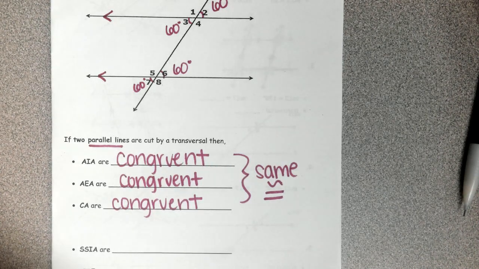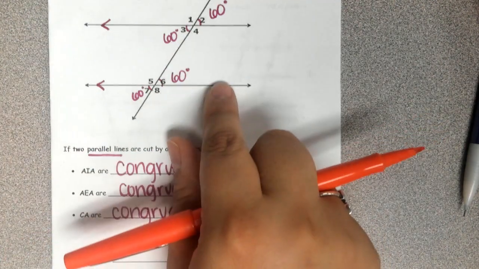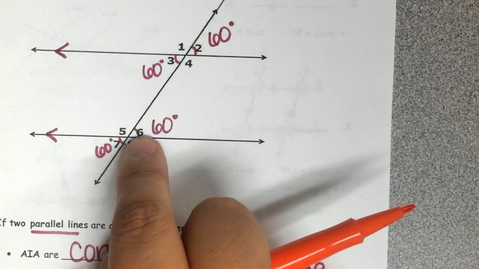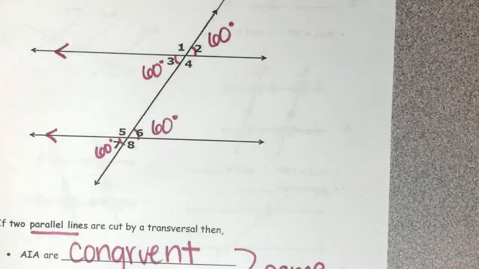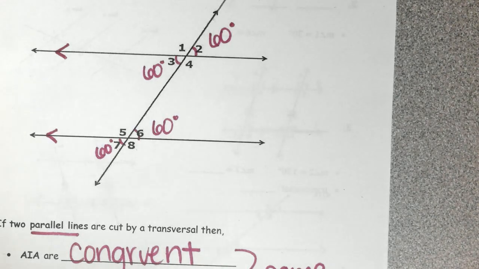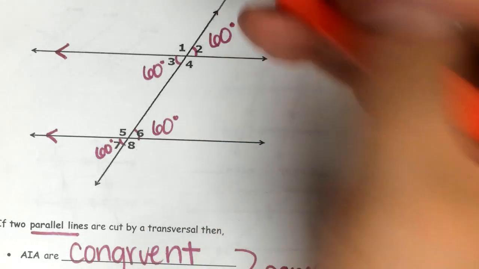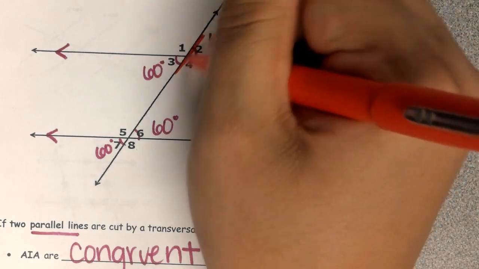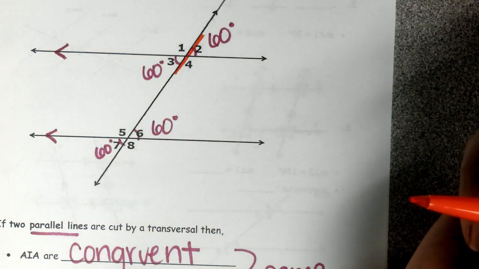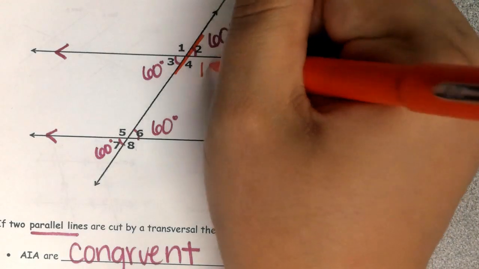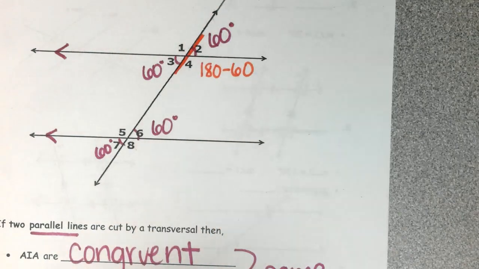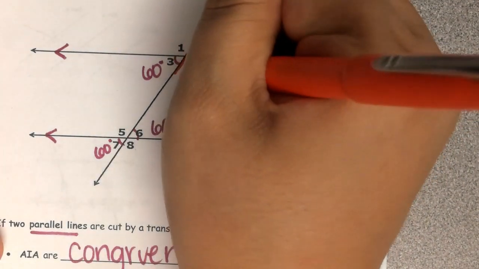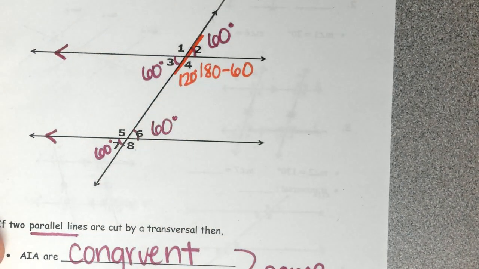Well, what about the same side interior angles? So if I know this is 60, how would I find 4? Louder, Leslie. Why 180 minus 60? Do y'all agree these two make a line? And what is a line? 180 degrees. So I'm going to do 180 minus 60. What is 180 minus 60? So angle 4 is 120 degrees.